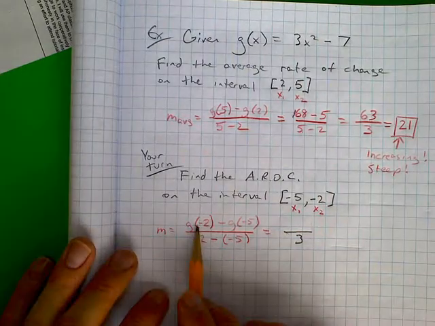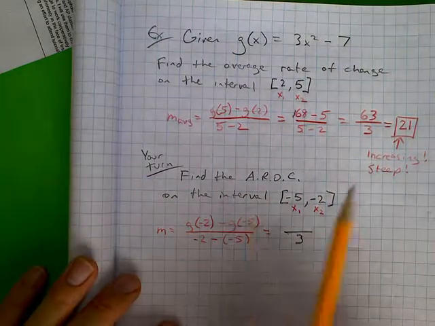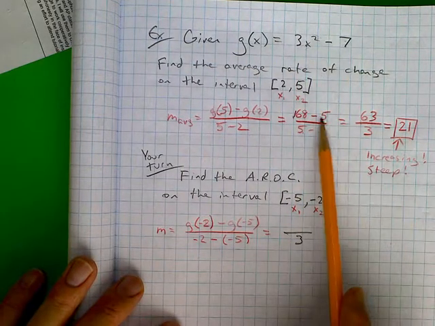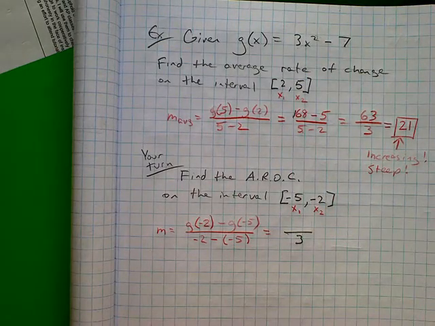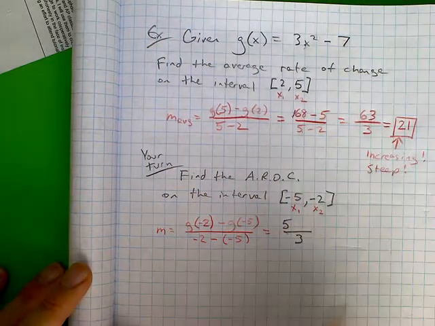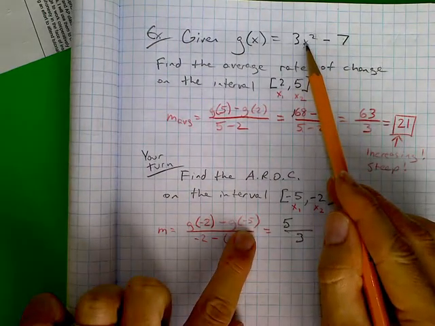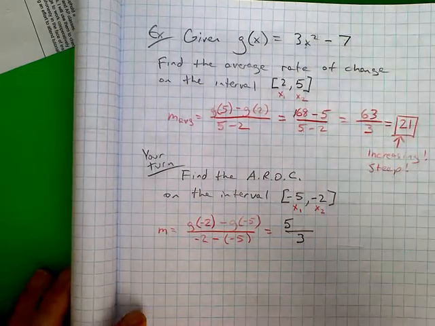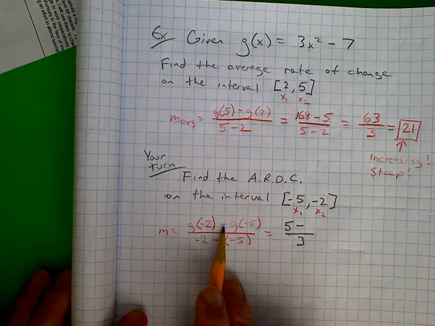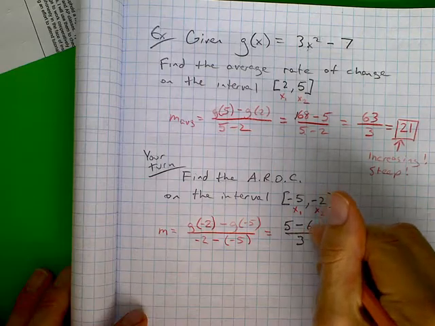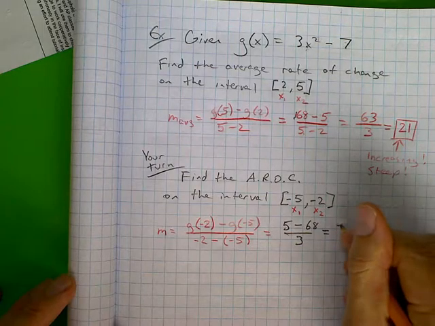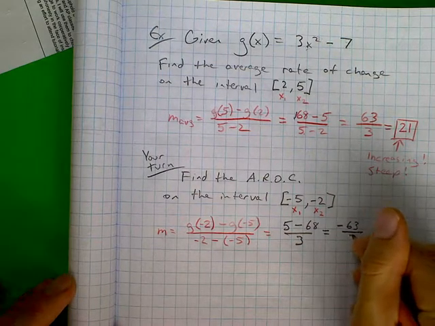So, g of -2. If I plug -2 into my function, what do I get? 5? That's the same thing I got when I plugged in a +2. That makes sense though, right? Because you just square the negative and it disappears. And then what do I get for g of -5? Okay, the same thing I got for +5. So minus, because we're subtracting the y values, 68. Now, the way I set it up, I'll get a -63 on the top and a +3 on the bottom.